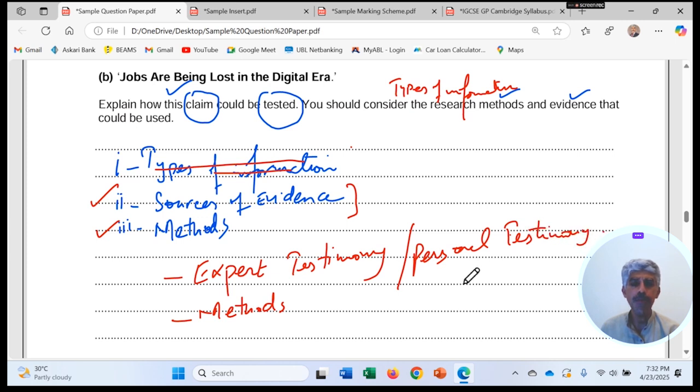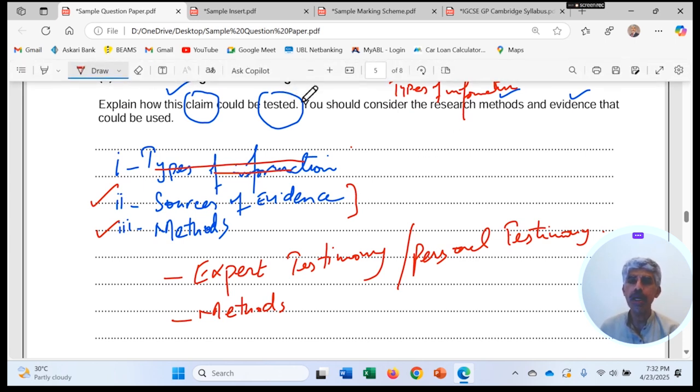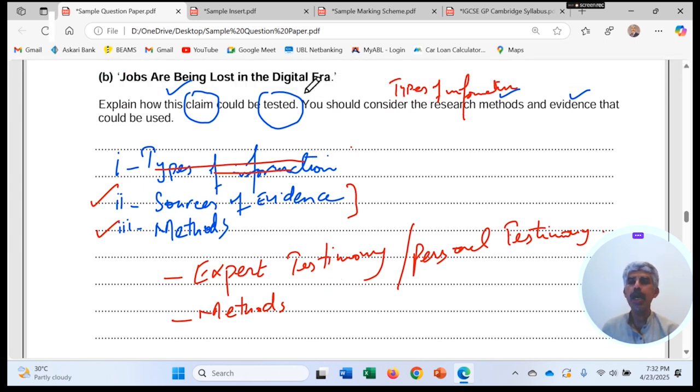For example, if any one of your relatives, or you, or your parents, or whoever lost a job because of digital technology, and you explain that, it means that you are giving personal testimony that you personally faced that issue of e-commerce and its impact on job placements.